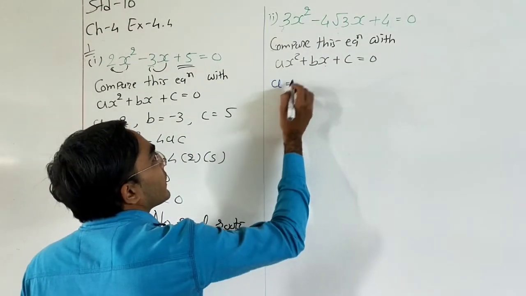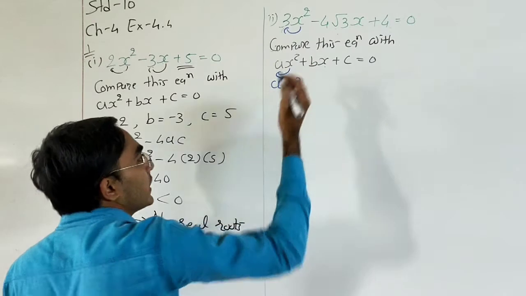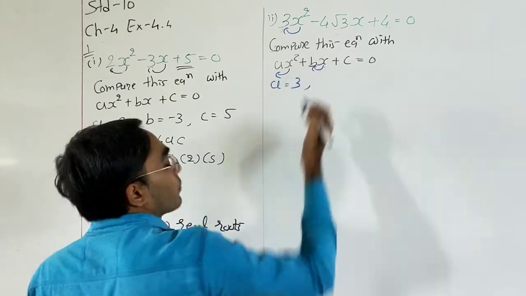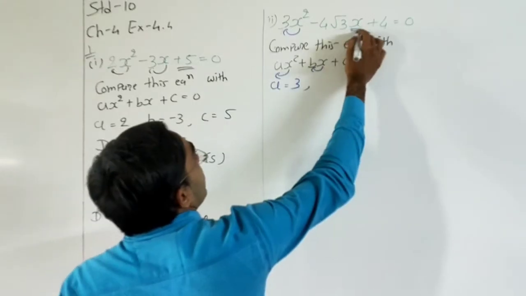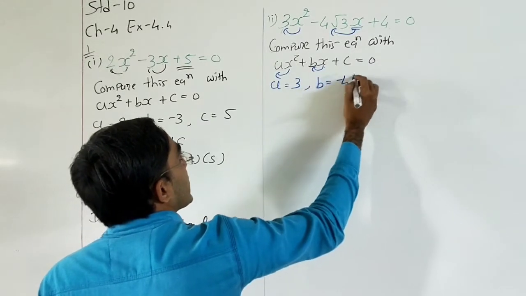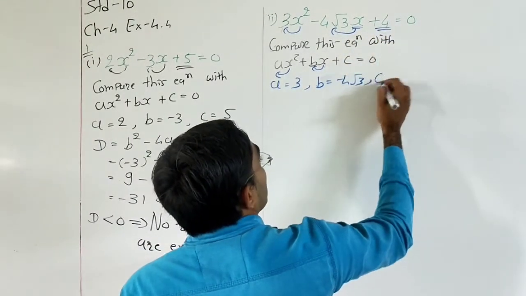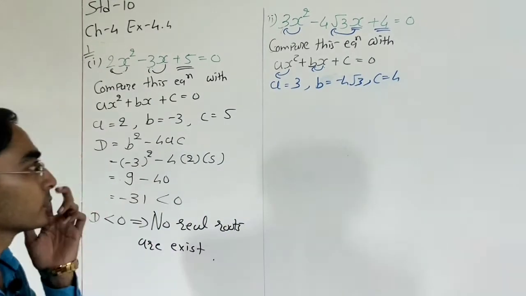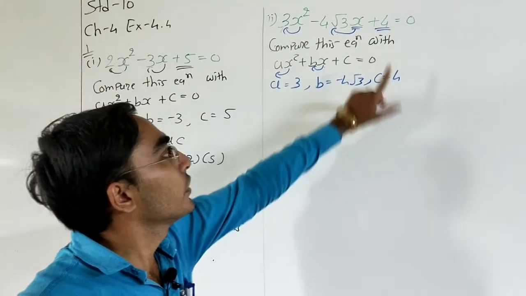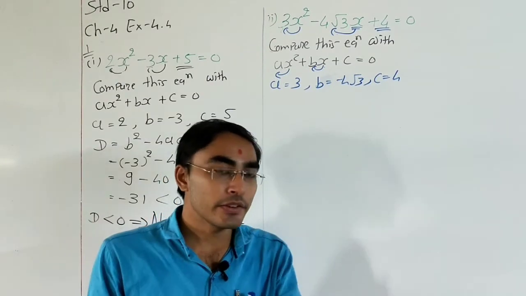Now the value of a is the coefficient of x square. Here the coefficient of x square is 3, so a is equal to 3. Then b is the coefficient of x, which is minus 4 under root 3. And our constant term c is equal to 4. So a is equal to 3, b is equal to minus 4 under root 3, c is equal to 4. Now what we need to do? We need to find discriminant D, right?